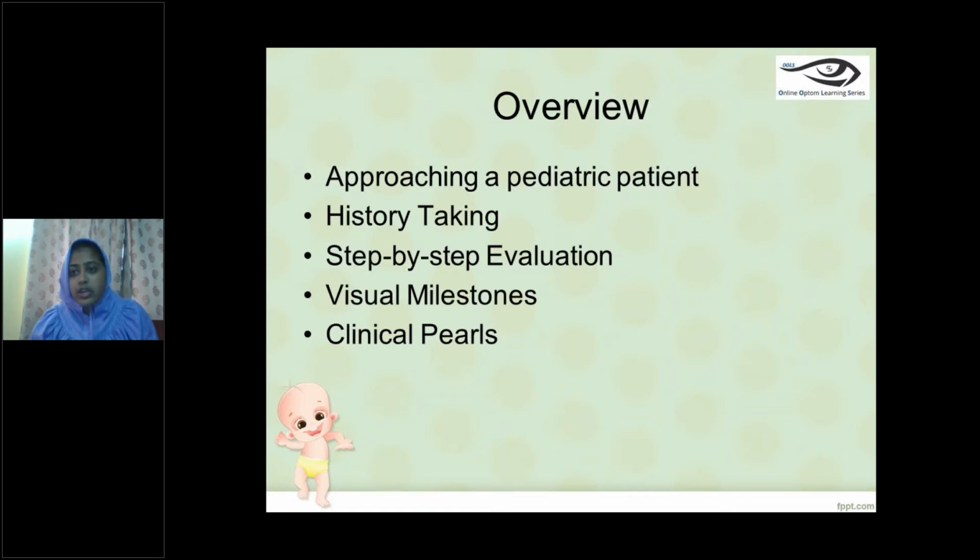So in the entire presentation, this is what we are going to talk about: how we approach a pediatric patient, what the history taking looks like, step-by-step evaluation in pediatric patients, what the visual milestones are, and what clinical pearls we should take into consideration.